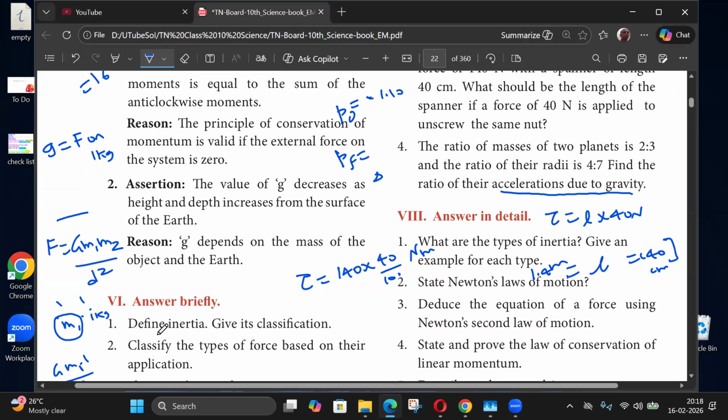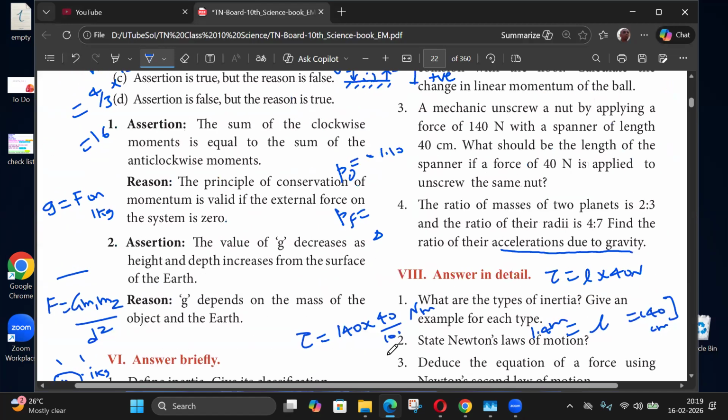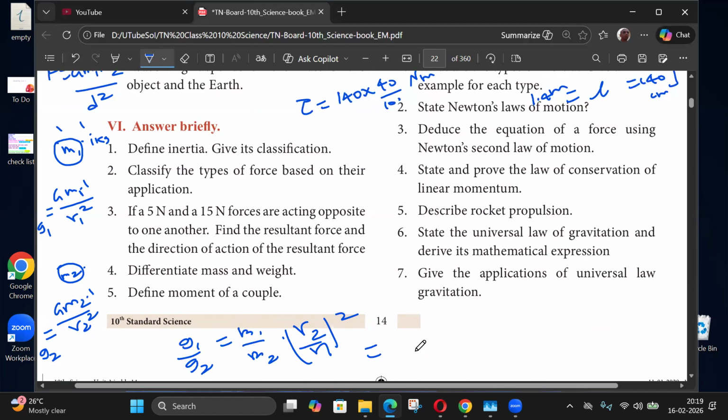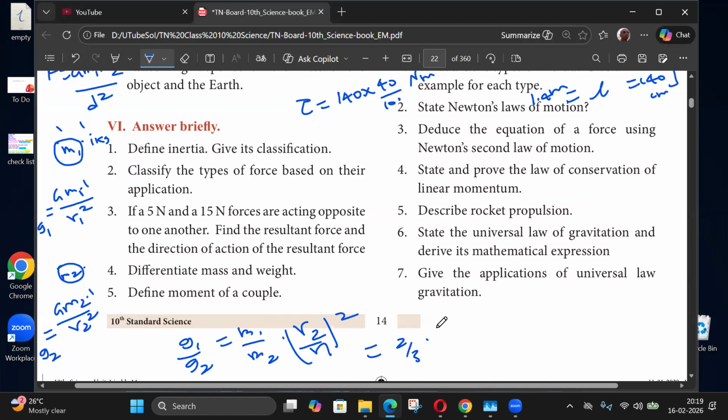You have to find the ratio of g1 by g2. So g1 by g2, capital G will cancel. It's M1 by M2 into R2 by R1 whole square. Is that clear? g is directly proportional to M, but inversely proportional to radius square. So that's why R2 will come up, R1 will go down. M1 by M2 is given, mass ratio 2 by 3, and radius ratio is 4 by 7. So it will become 7 by 4.